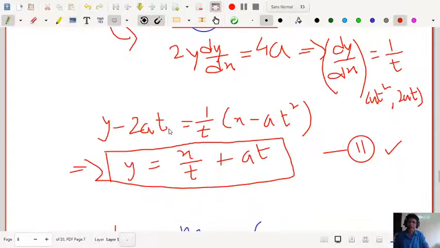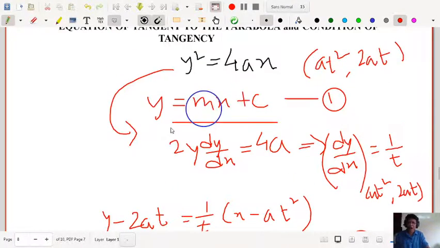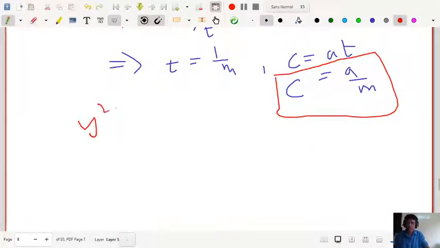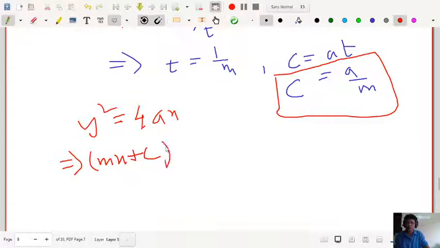In this case also you can apply the geometrical part. How? Because you can solve. So how will you solve? y square equal to 4ax. So you can replace this y by y equal to mx plus c. So (mx plus c) whole square equal to 4ax.